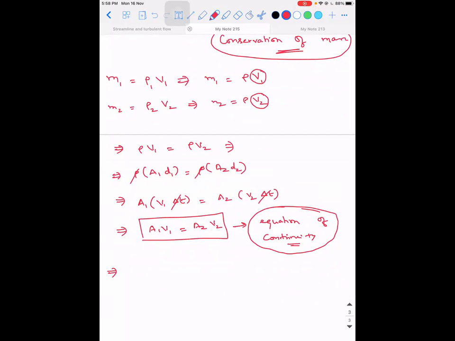From this, I can conclude that area is inversely proportional to velocity.